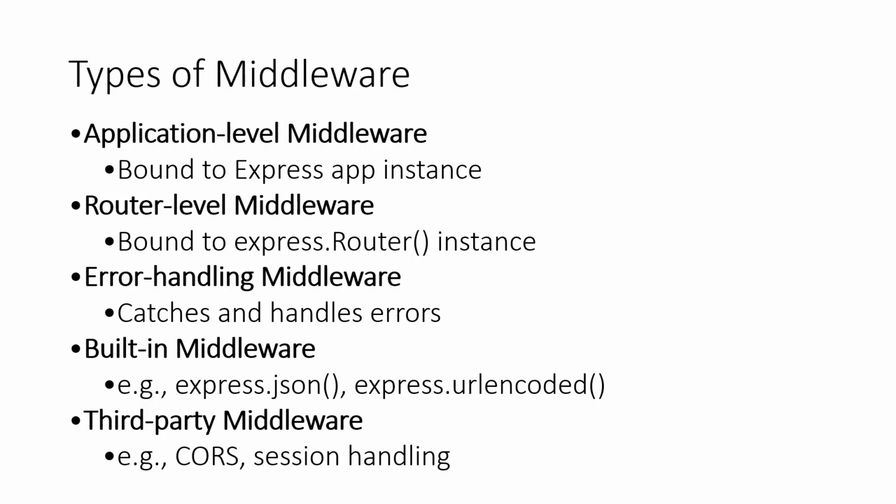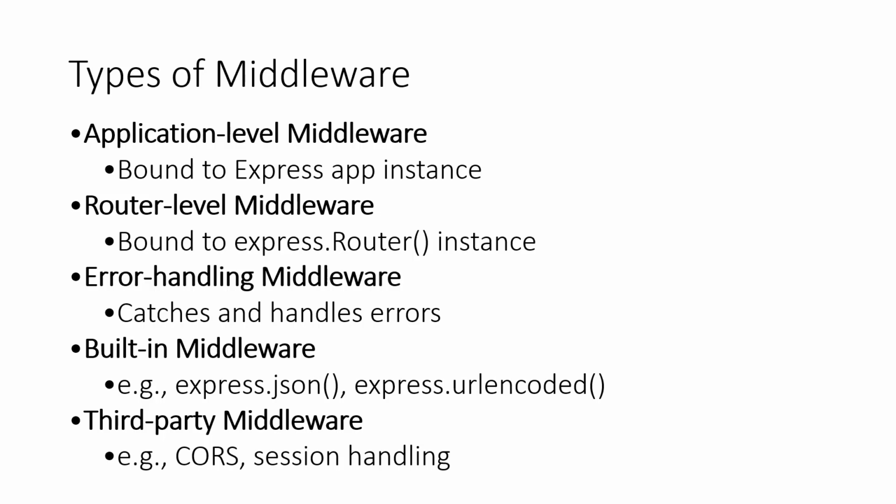Then let's talk about router level middleware. This is similar to application level middleware but bound to an instance of express.Router. It is used to organize and modularize the middleware functionality within different routes. Then we have error handling middleware. This is defined with four arguments. I have not mentioned it here, but the arguments are err, req, res, and next.